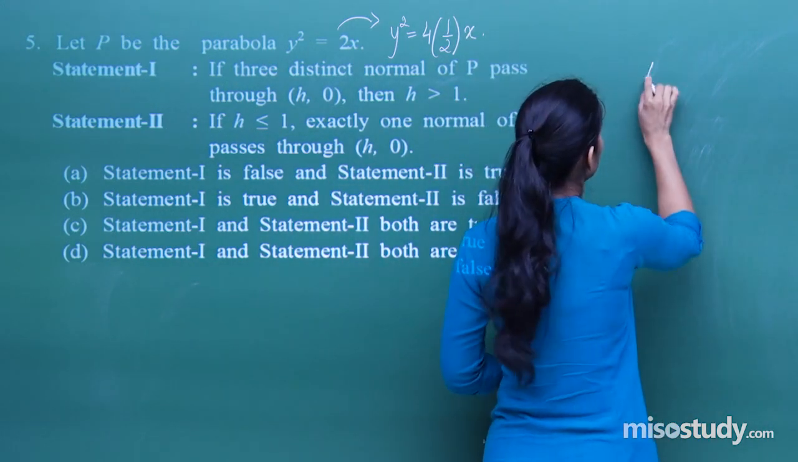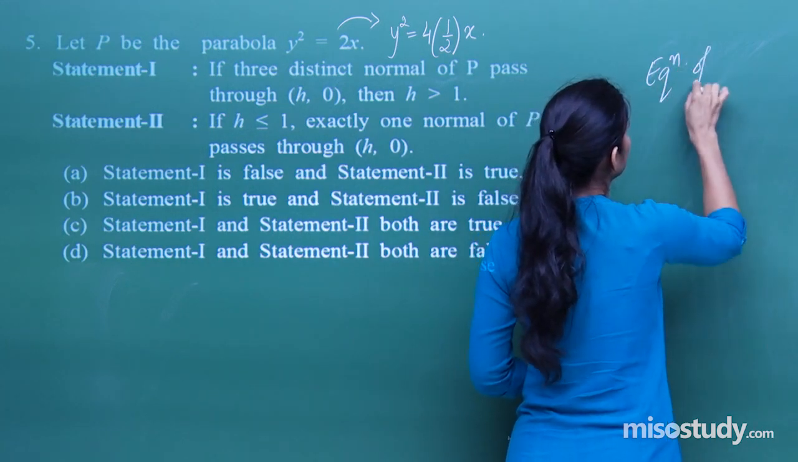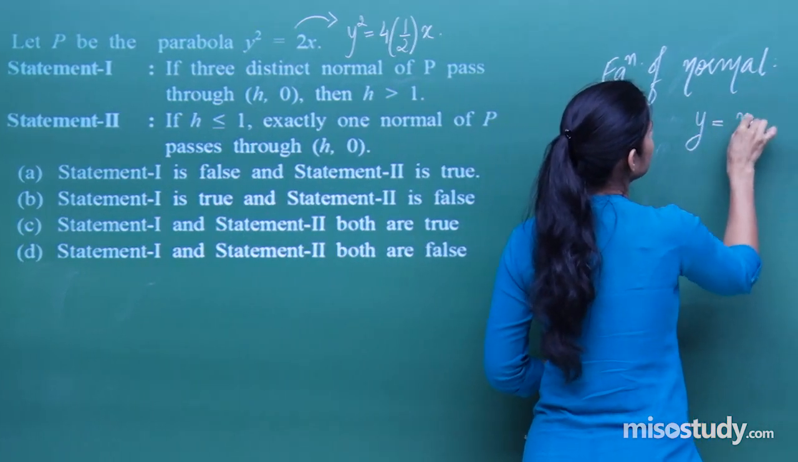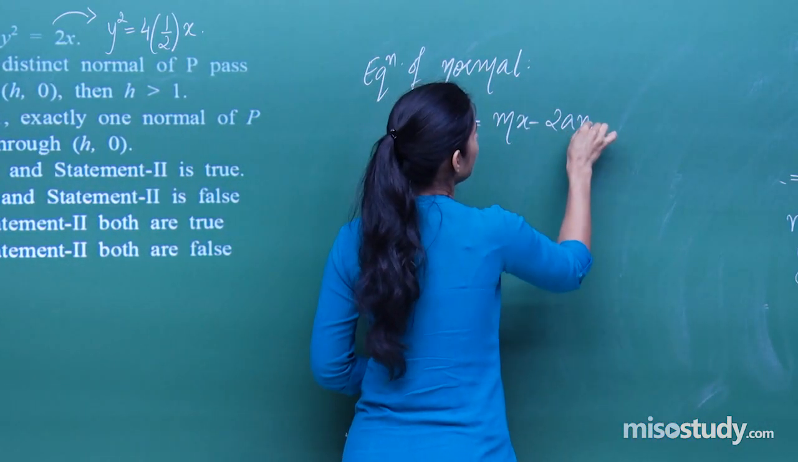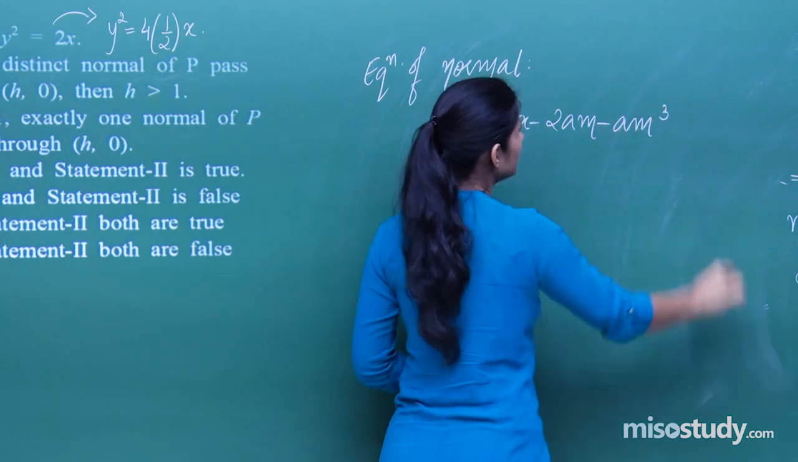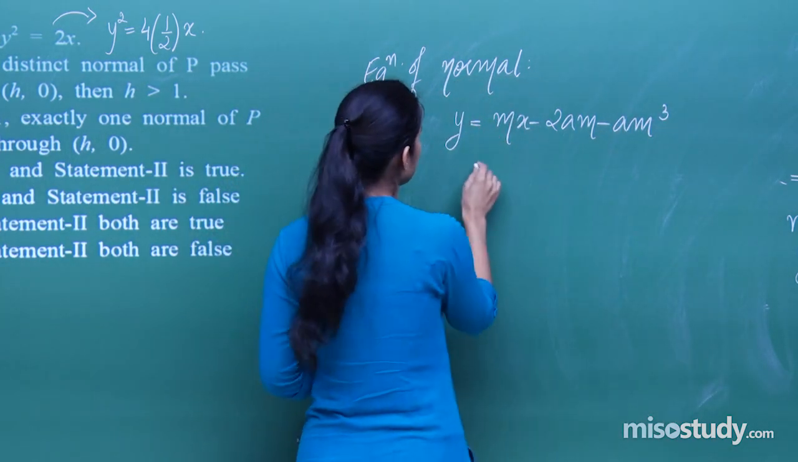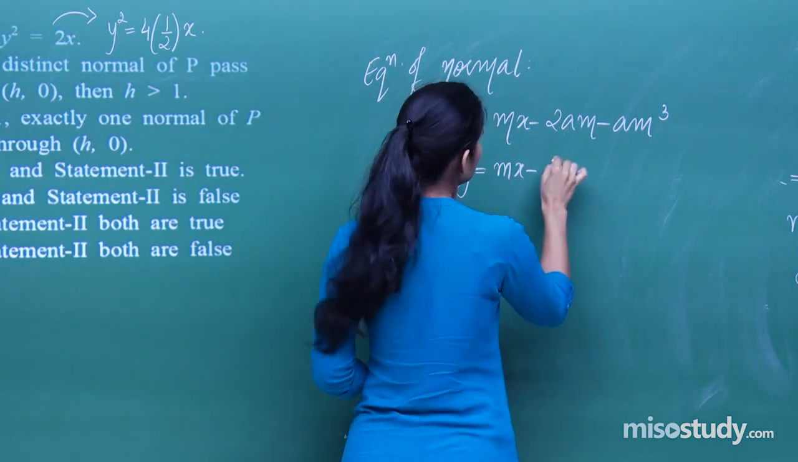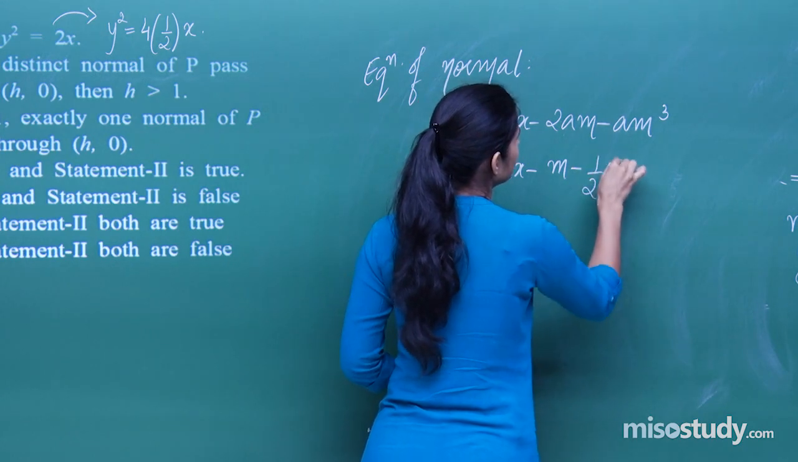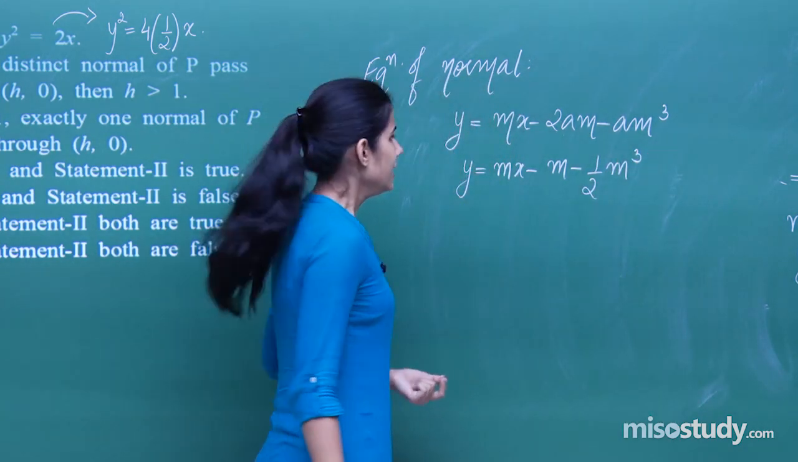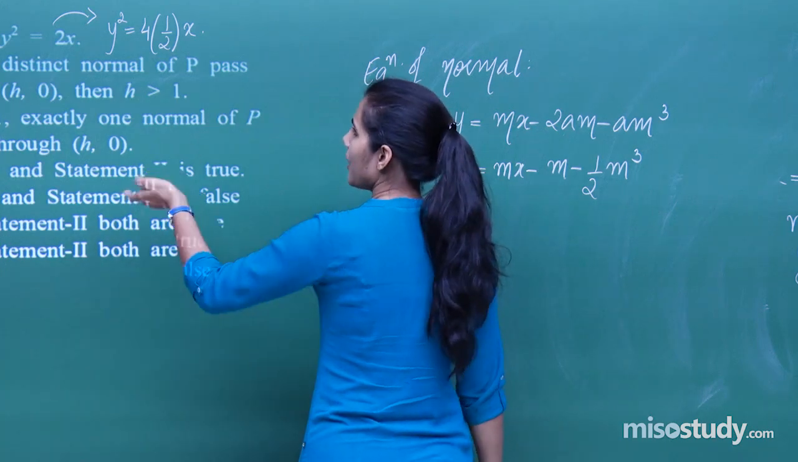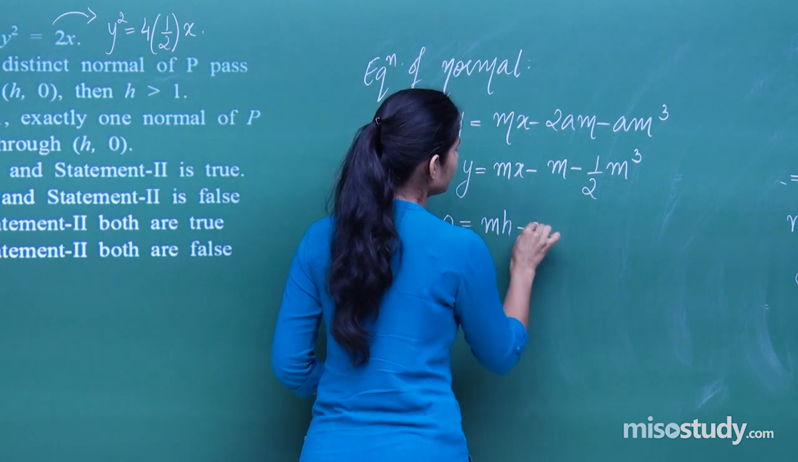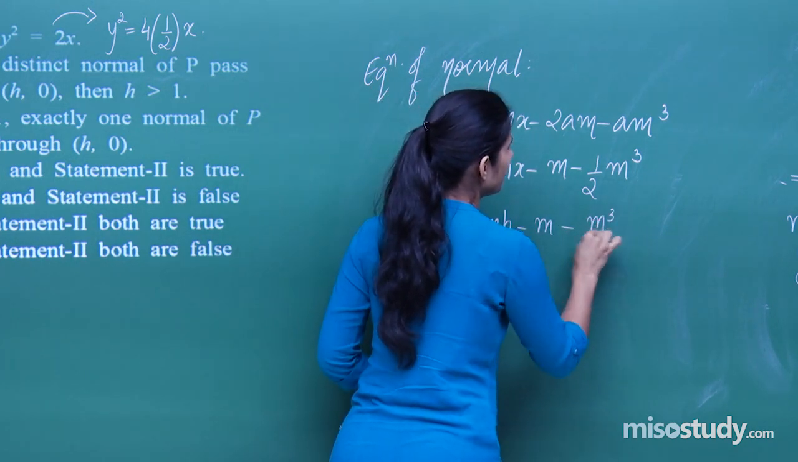Equation of normal is given by what? y equals mx minus 2am minus am cube. A is what? M you don't know. Okay, so A is what? mx minus 2 into A, where A is 1 by 2. So this is just m minus 1 by 2 m cube. Now this normal is actually normal at the point h comma 0. So y is 0 and x is h. So mh minus m cube by 2.